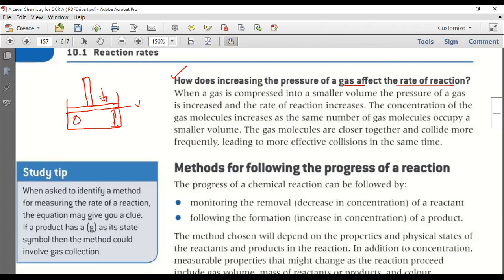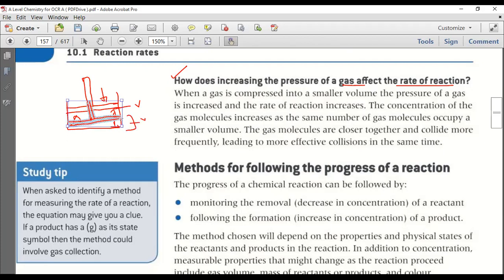Now, if I put some pressure over it, what will happen? This will shift below. Clear? This will shift below. It will become compact, and the volume decreases. You can clearly see that the volume will decrease.